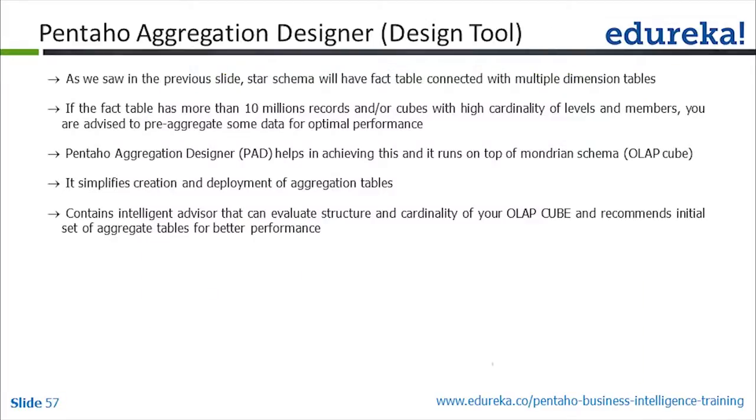Okay, Pentaho Aggregation Designer. As we saw in the previous slide, a star schema will have a fact table connected with multiple dimension tables. We have seen that there is a star schema where you have the fact in the middle and product, customer, channel, time dimension are all linked. So if the fact table has more than 10 million records, or a cube with high cardinality of levels and members, you are advised to pre-aggregate data for optimal performance.